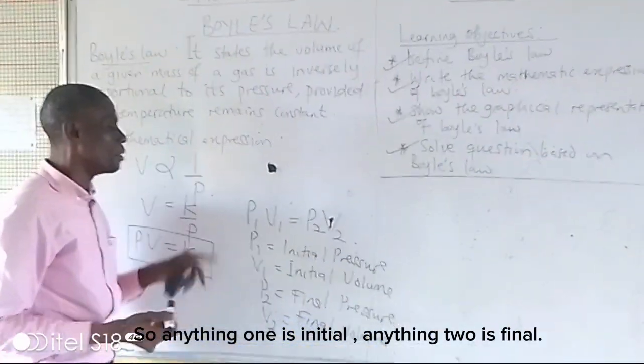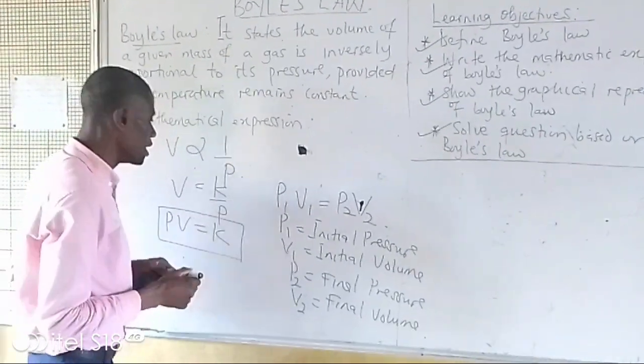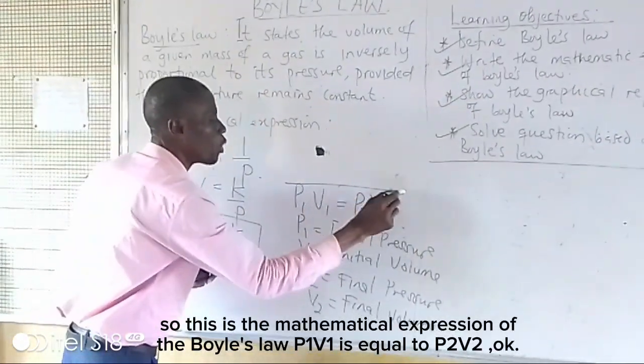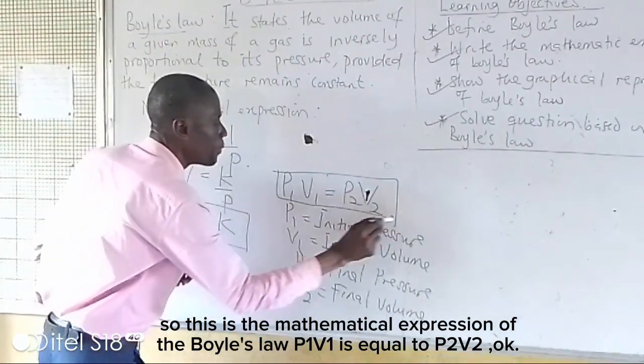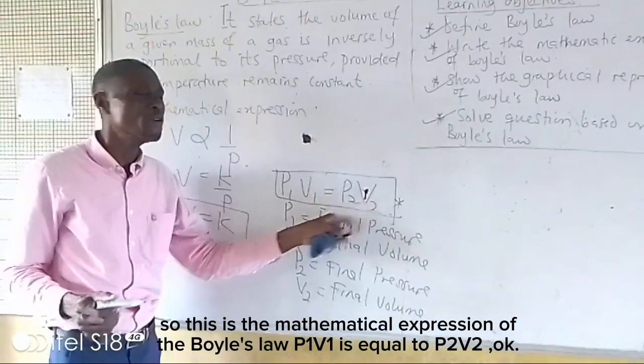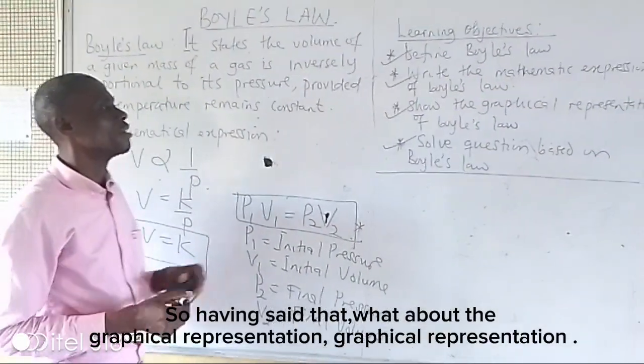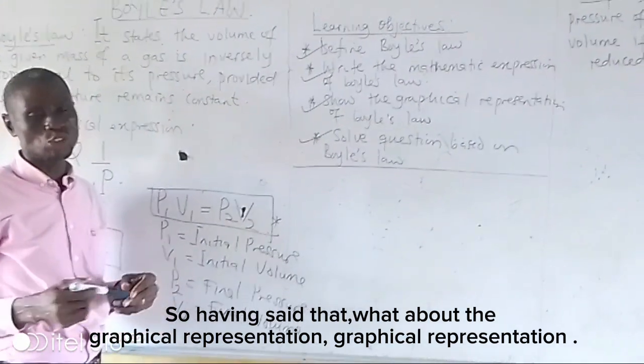So anything 1 is initial. Anything 2 is final. So this is the mathematical expression of Boyle's law: P1 V1 is equal to P2 V2. Having said that, what about the graphical representation?